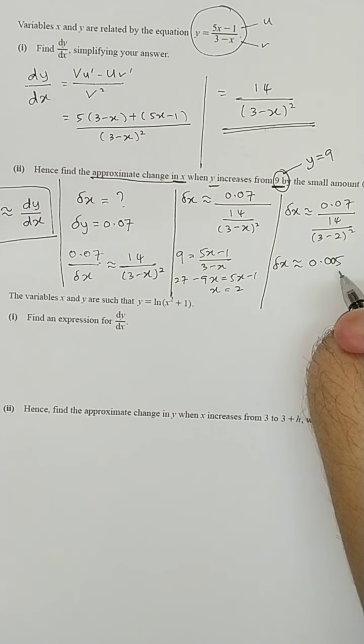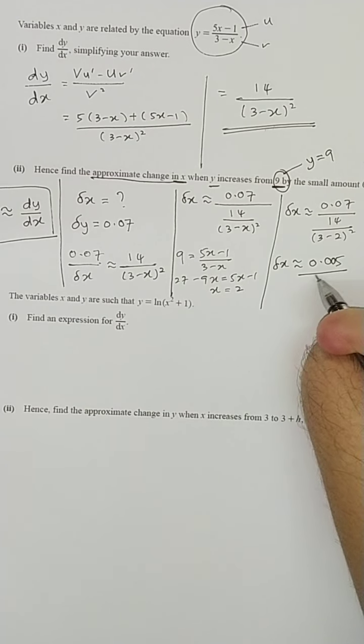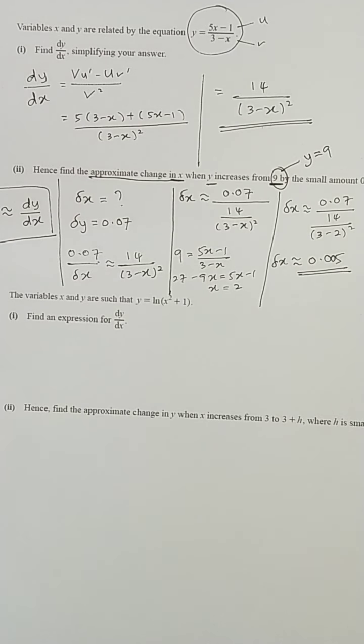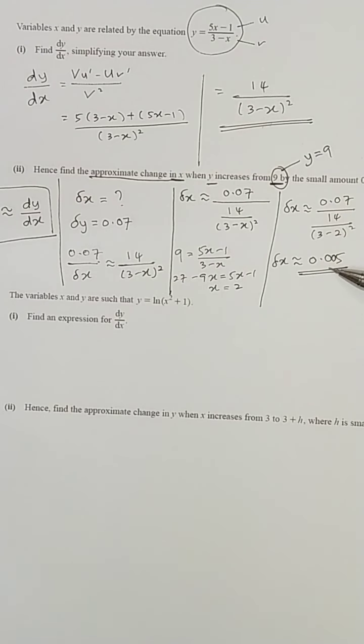There is a double zero over here, okay? So 0.005. So this is the approximate change that happens in x when y increases by 0.07. This is the change that happens in x, and this is the change that happens in y. So this is the final answer, 0.005.